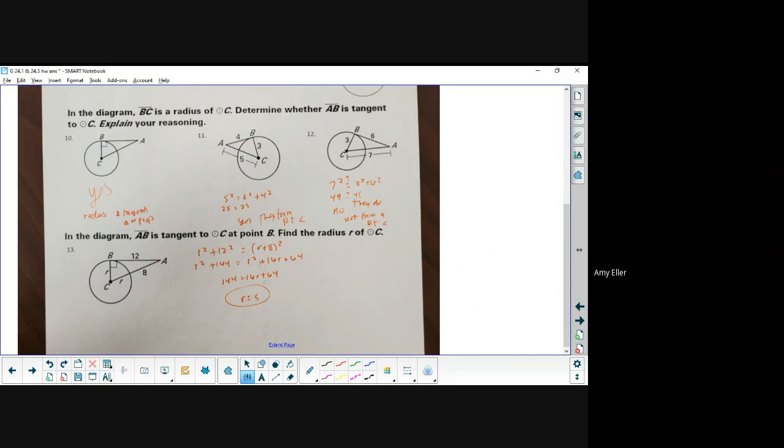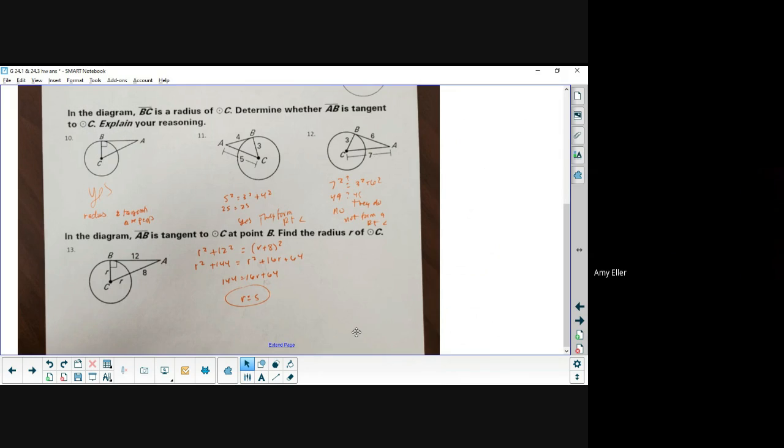Same idea for 12. Do the numbers 3, 6, 7 form a right triangle? When I do it, they are not equal. So this is not a right angle. So no, 12 is not tangent. Have to have some work there to get a 10 out of 10.